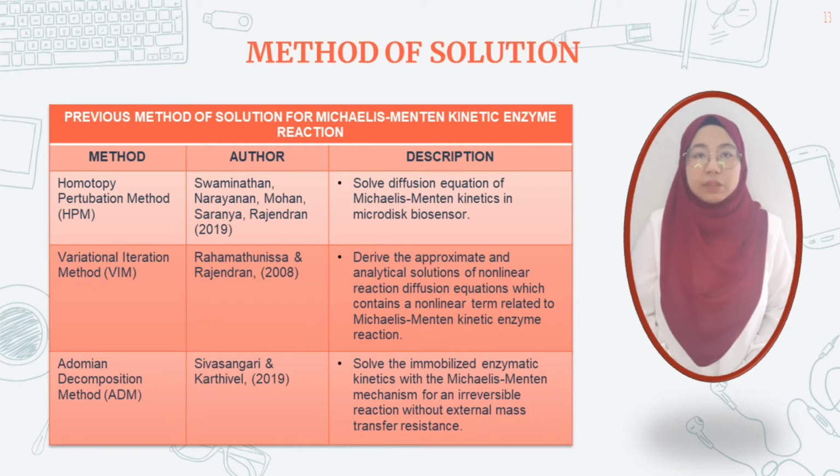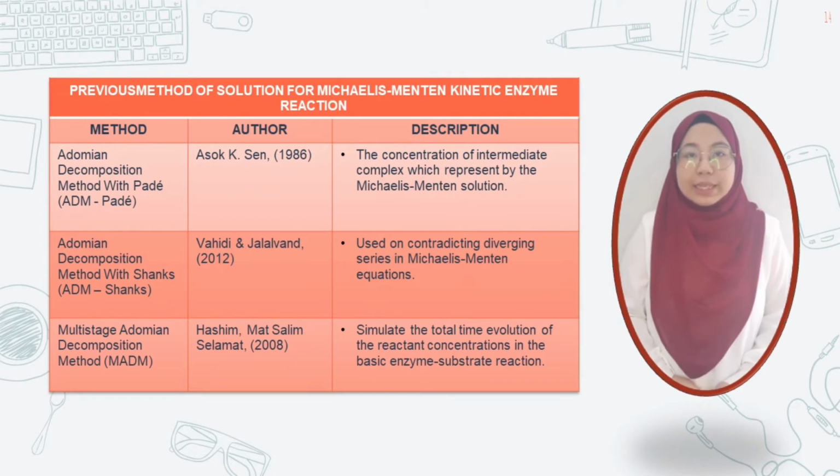Siva Sangari and Karthikeyan in 2019 used Adomian Decomposition Method to solve the immobilized enzymatic kinetics with the Michaelis Menten mechanism for an irreversible reaction without external mass transfer resistance. Asok Kesen in 1986 used Adomian Decomposition Method with Padé to solve the concentration of intermediate complex, which is represented by the Michaelis Menten solution. Vahidi and Jalalvand in 2012 used Adomian Decomposition Method with Shanks to contradict the divergence series in Michaelis Menten equation. Lastly, Hashim and Mak Salim Selamat in 2008 used Multistage Adomian Decomposition Method to simulate the total time evolution of the reactant concentration in the basic enzyme substrate reaction.